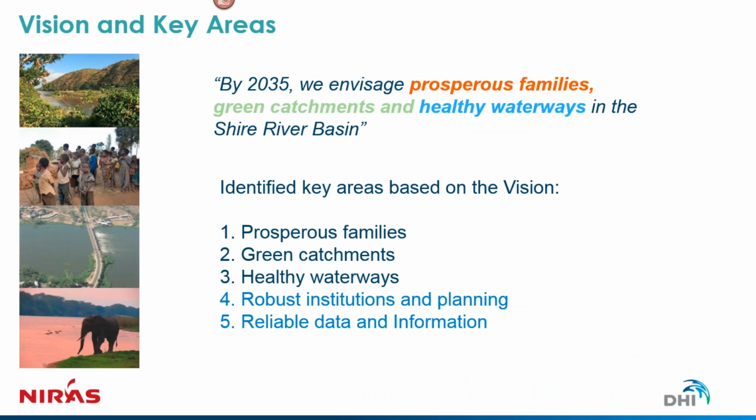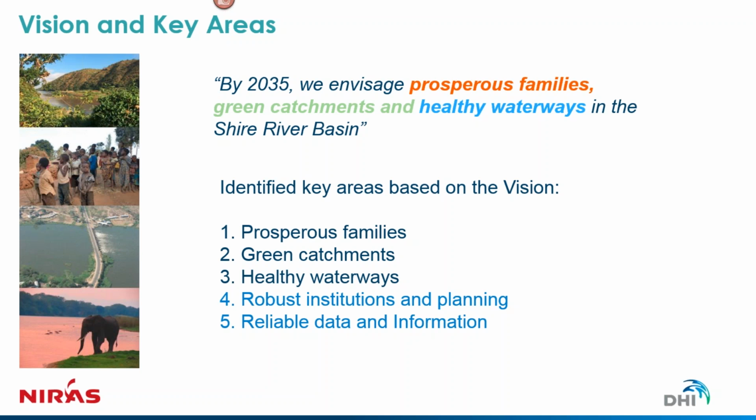I'll just shortly show this slide here, which describes the vision as it has been defined by the Shire River Basin Management Program in consultation with key stakeholders. It says that by 2035 we envisage prosperous families, green catchments, and healthy waterways in the Shire River Basin. The order of these three phrases is important, as people must come first, even though environmental protection and enhancement is important.